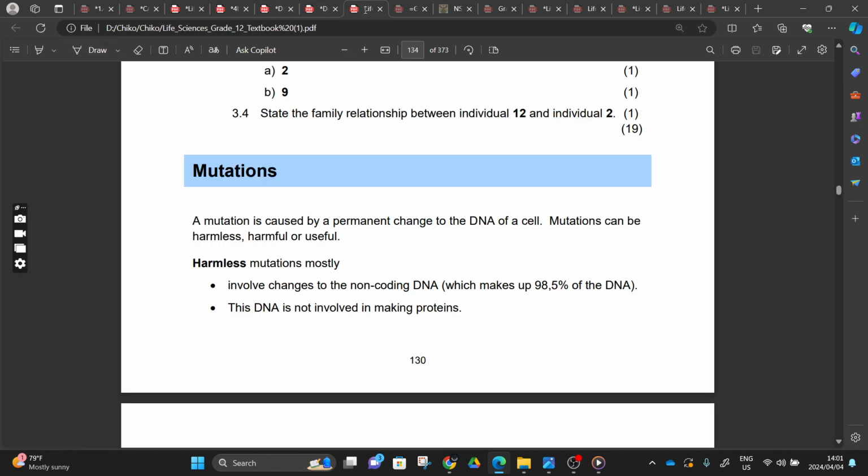Let me not waste so much of your time. This is our textbook. In our textbook, they did mutation, and they told us that mutation is a permanent change. Here we can also pick up something that we can learn: these changes are permanent, guys. If we have a gene like this and something happened here, that change is permanent.